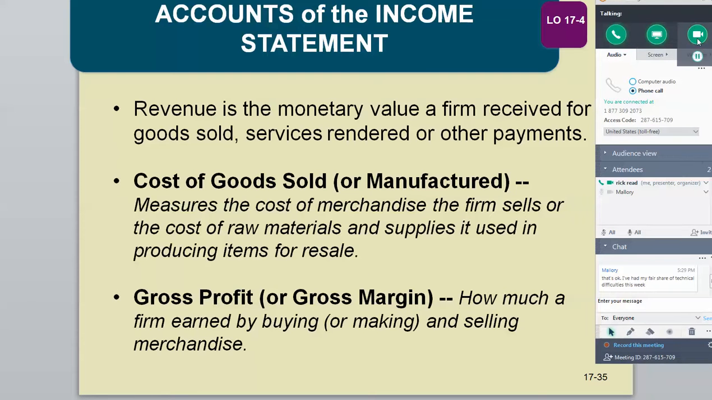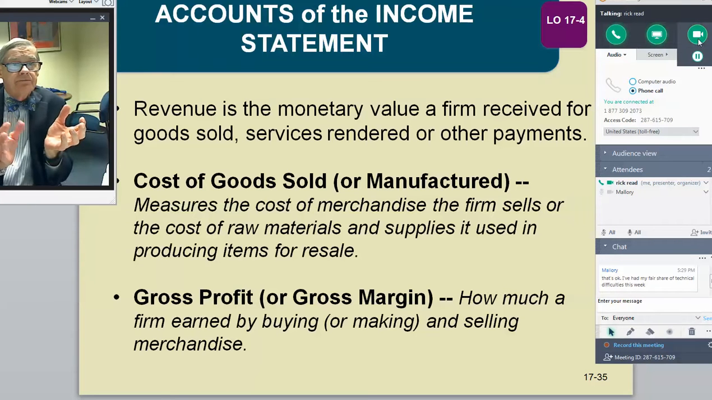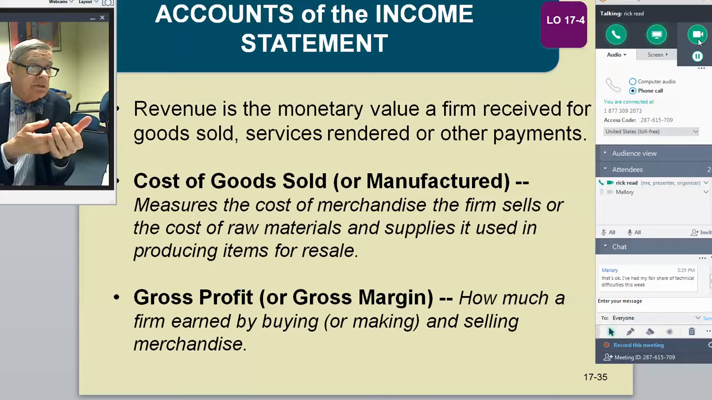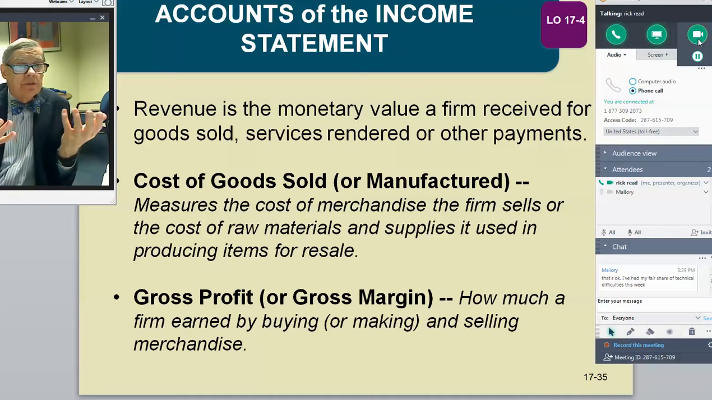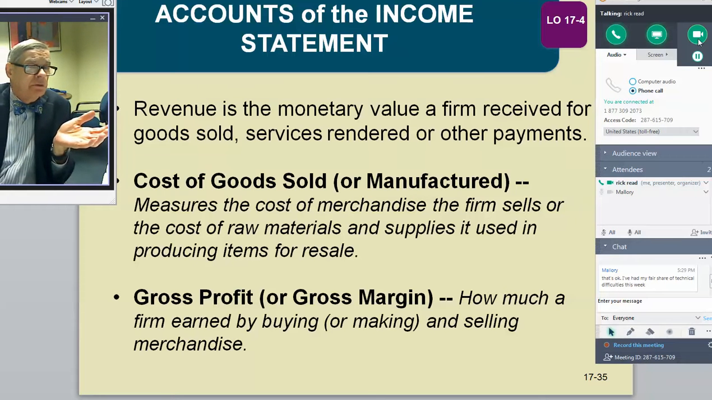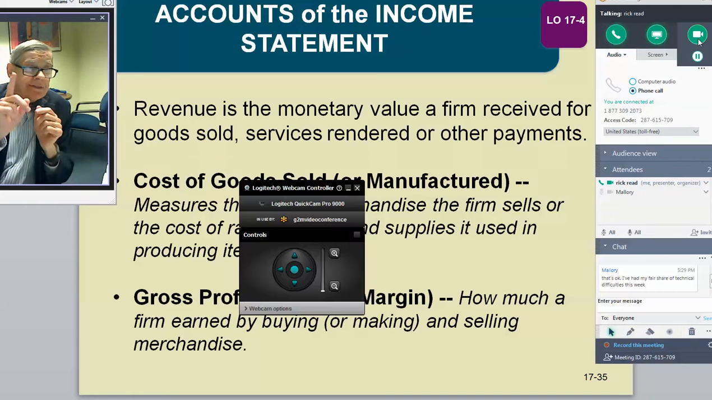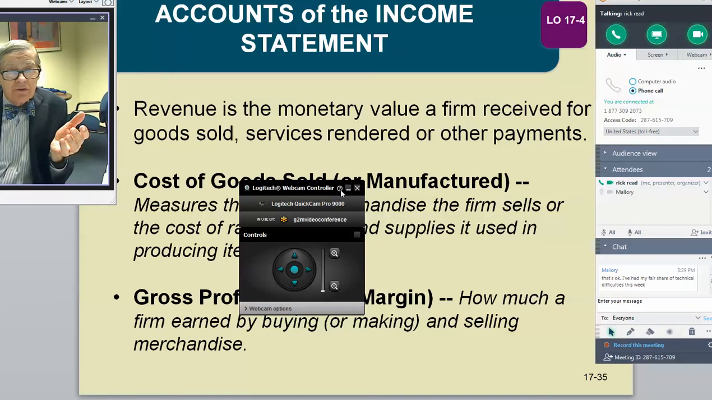And this is just giving us a little bit more information on the accounts of the income statement. Remember, revenue is what we have coming in from our sales. Now, it could also be from investments, or from things like rents and things of that nature, other payments coming in. So cost of goods sold or manufactured. And then we have the gross profit or gross margin, how much we earn by selling the merchandise. But that's not profit. That's just how much we took in. We haven't paid our costs yet.